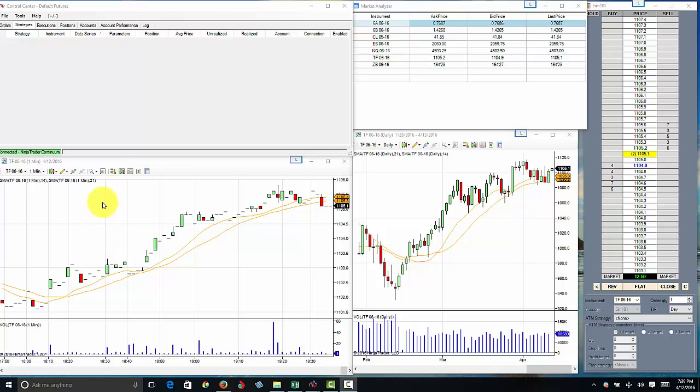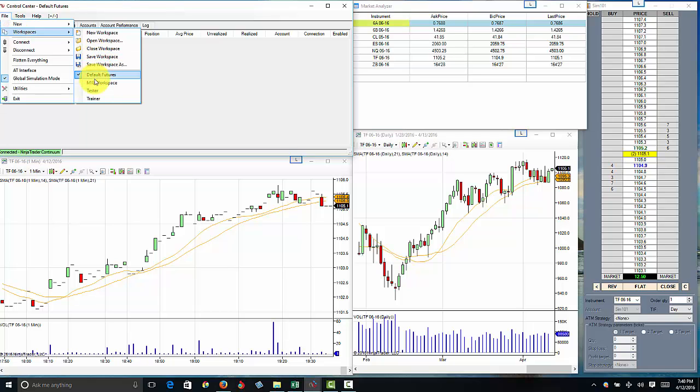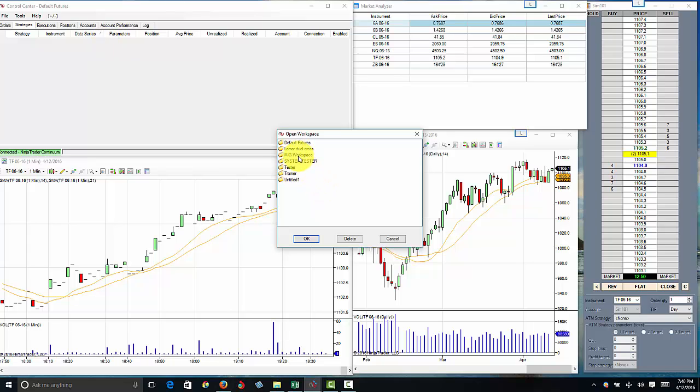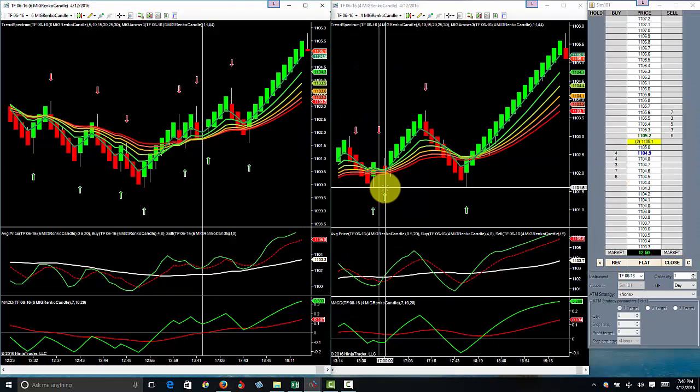So now that we're in our NinjaTrader platform, the first thing we want to do is click on File, Workspaces, drop down to Open Workspace, and remember we dragged and dropped the MIG workspace. Double click on that. Voila, we are here. We've finally arrived. Everything should be working okay. If you get a dialog box, please contact us and myself or my assistant can help you load up your charts correctly.